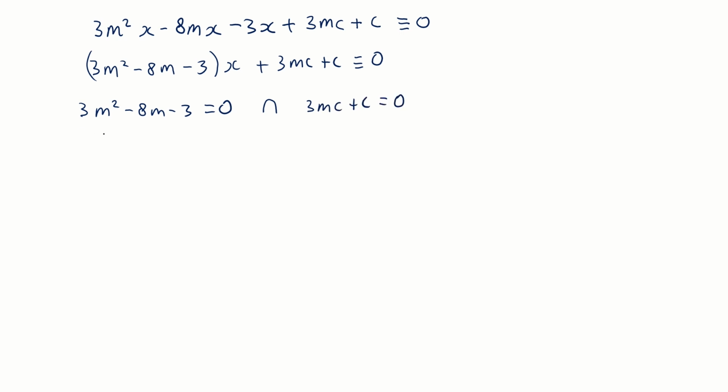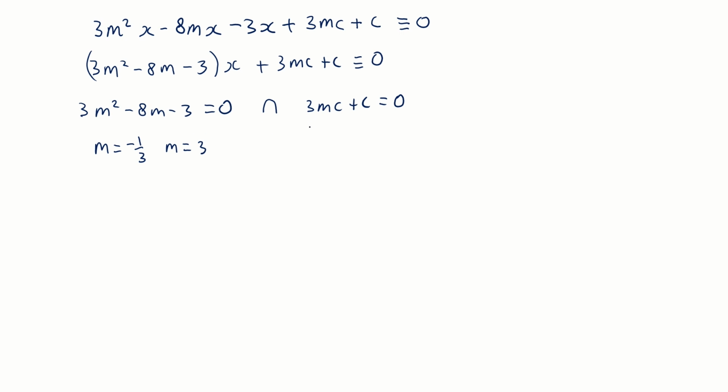Solving both of these, because we're in further maths, we can just use a quadratic formula calculator to help us just work out what those solutions are. So therefore m equals minus 1/3 and m equals positive 3.